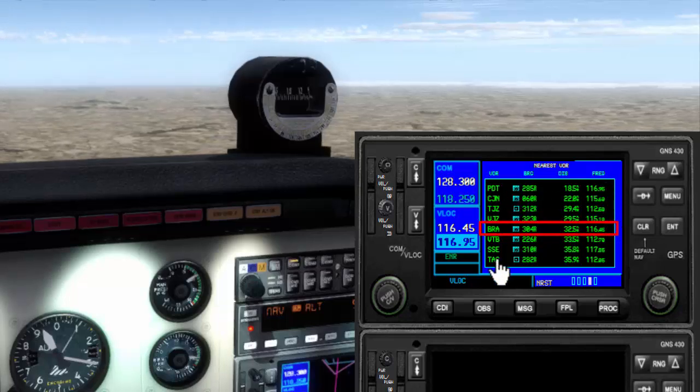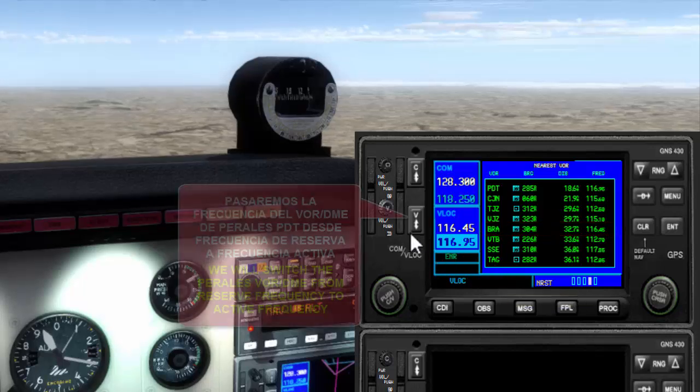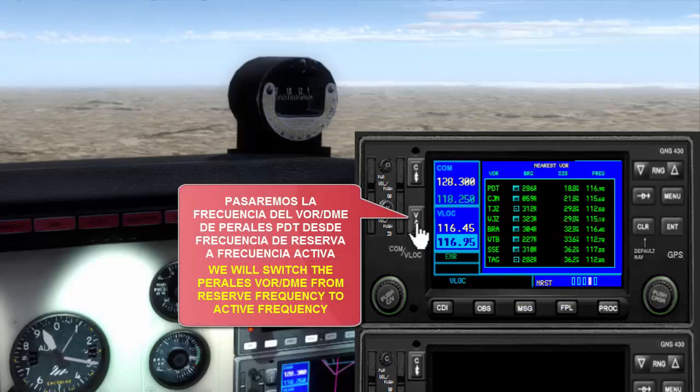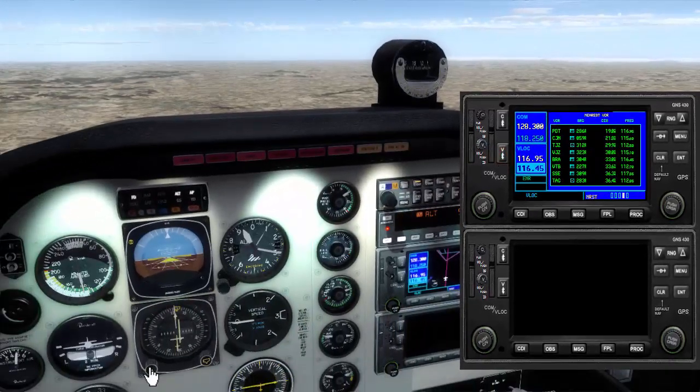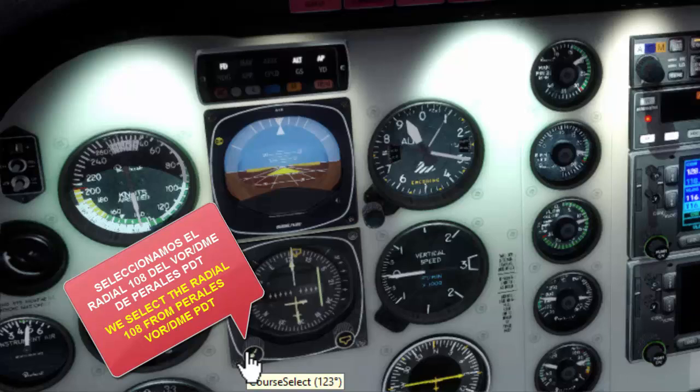So take a look there, because we are very close to the end of the segment, and right now we'll switch to the other frequency. As you can see, the changes you have seen with the broken line there in the course director indicator.